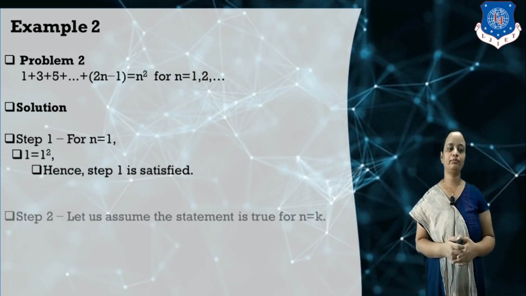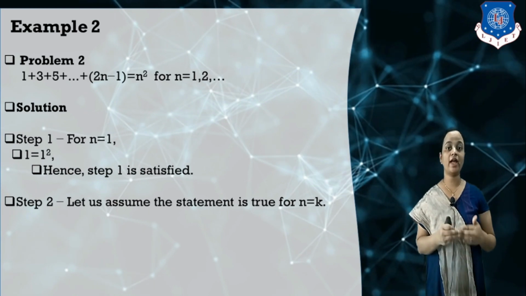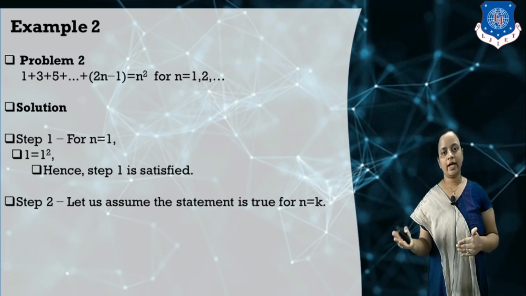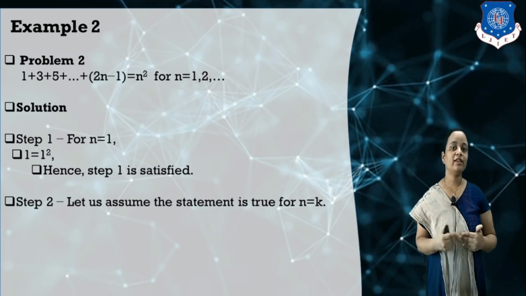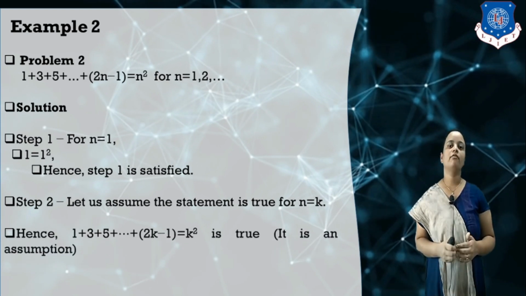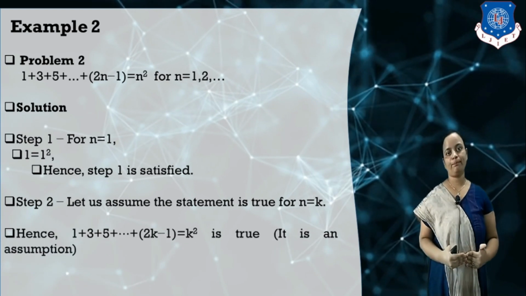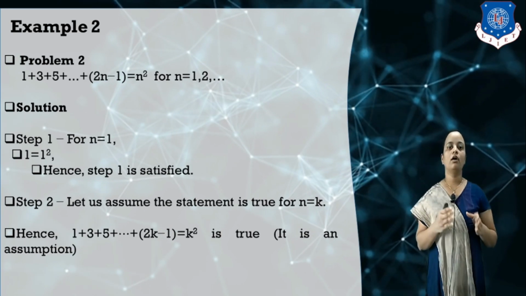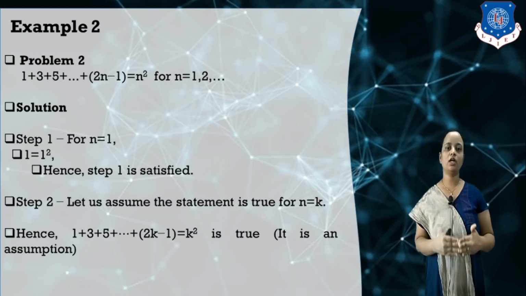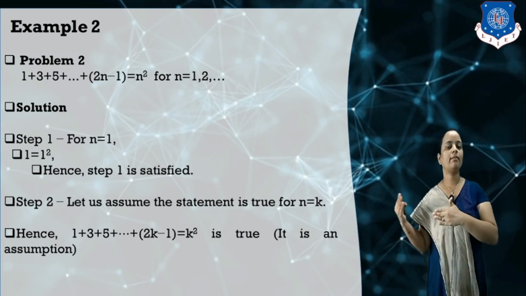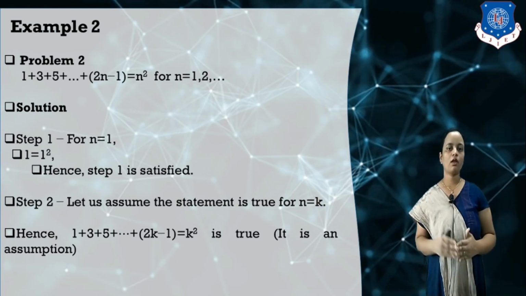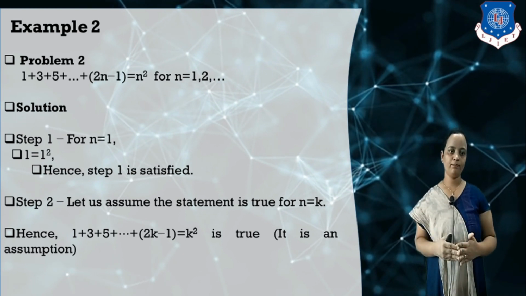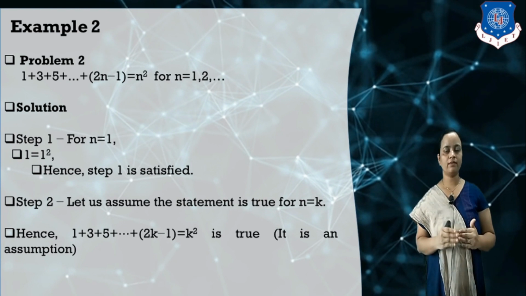Now I want to prove this statement for n equal to k plus 1. Before that, first of all we assume, by using the induction hypothesis, that this statement is true for n equal to k. So I write down the whole statement in the form of k, where n is replaced by k. So 1 plus 3 plus 5 up to 2k minus 1 is equal to k square. Now this is my assumption.